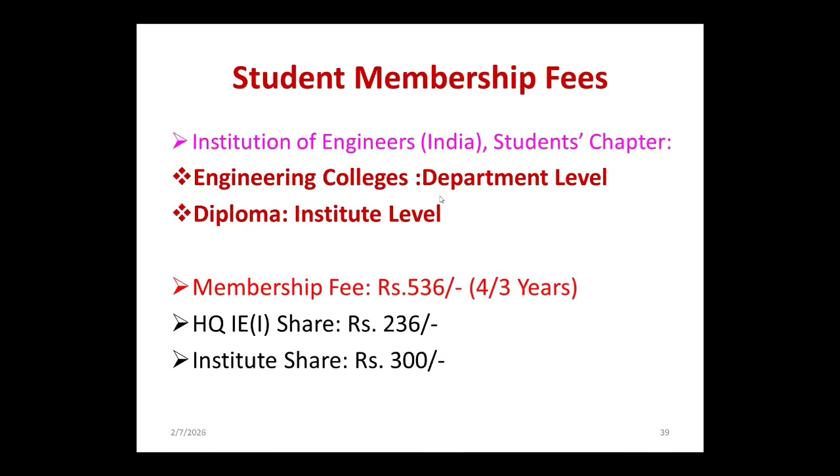So out of that, only 236 rupees you are sending to headquarter. That is 200 plus 18% GST you are sending, and out of that, 300 rupees per student share you can keep in college for organizing the activities. So that is the same for engineering as well as diploma.